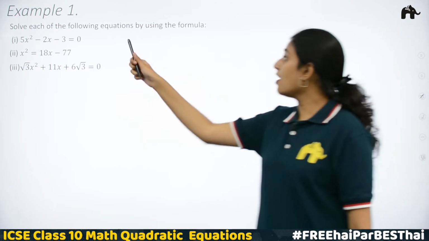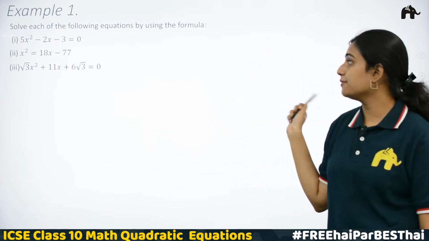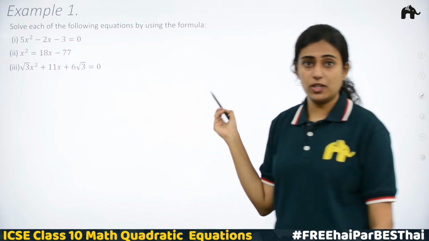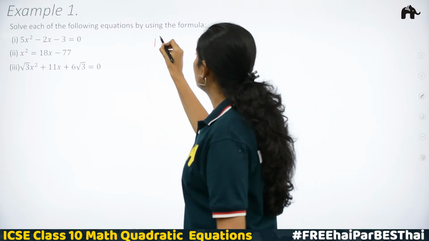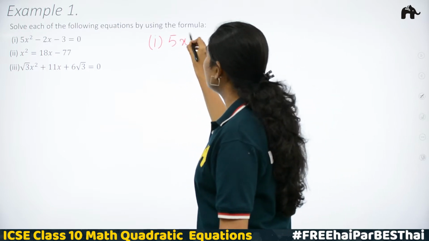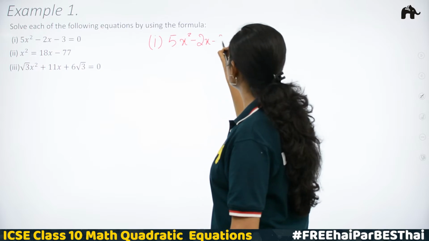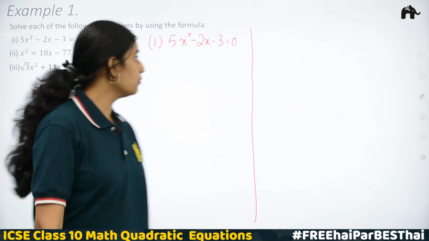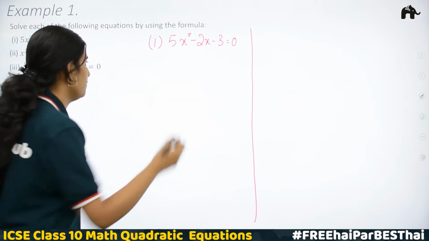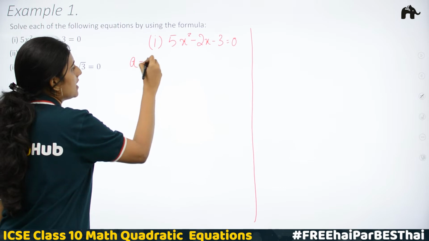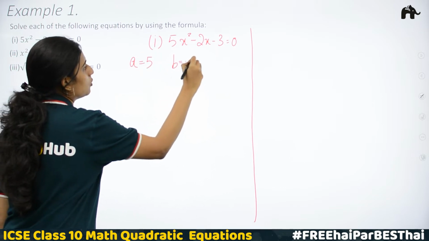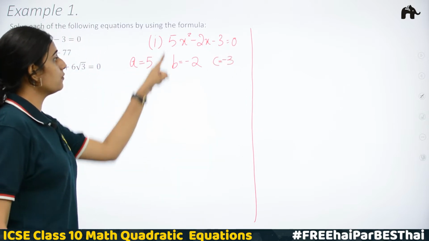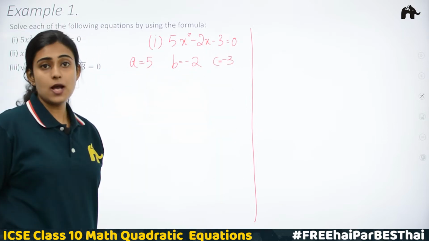Example 1. Solve each of the following equations by using the formula. First one, 5x square minus 2x minus 3 is equal to 0. Remember, we need to find the values of a, b, c first. What is a? A is equal to 5, b is equal to minus 2 and c is equal to minus 3.